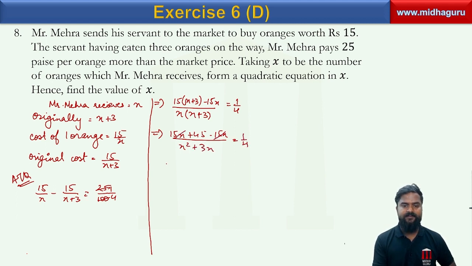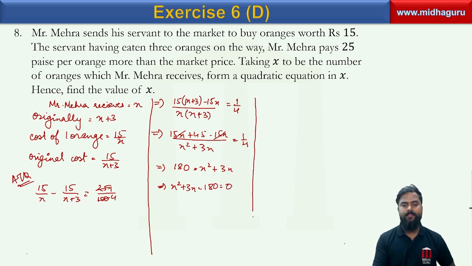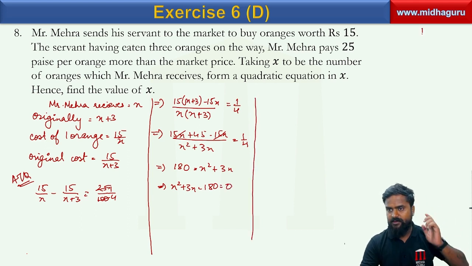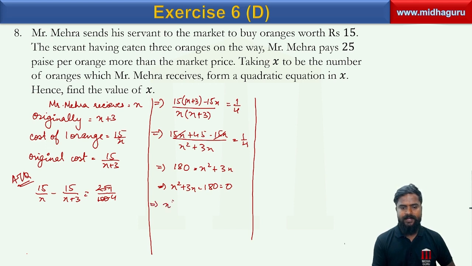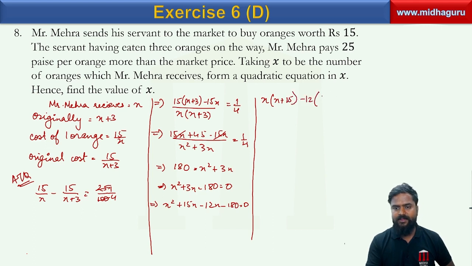We'll cancel out 15x and 15x. Then we'll multiply 4 up here and this up here. We'll get 180 is equal to x square plus 3x, which means x square plus 3x minus 180 is equal to 0. Now here is the quadratic equation that we are supposed to solve. So we can split it as x square plus 15x minus 12x minus 180 is equal to 0. Now taking x as common in the first two, we get x plus 15, and then taking minus 12 as common, again I'll get x plus 15.